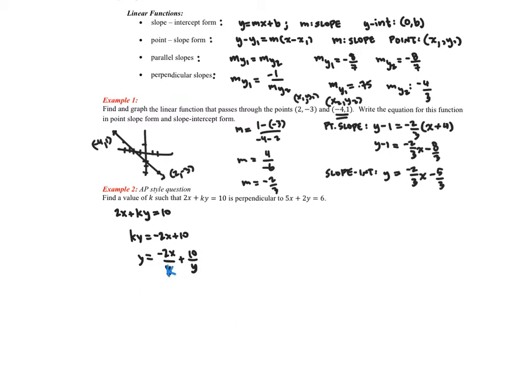Okay, now, all that I'm actually concerned about in this question is going to be this negative 2 over k, right? Because we're talking slope. So that's a value that I'm going to consider here in a moment. I don't care about the 10 over k.